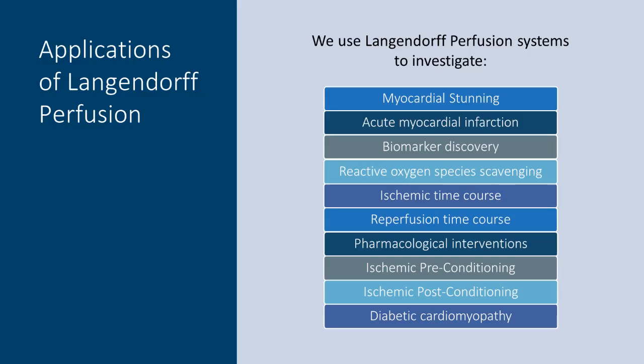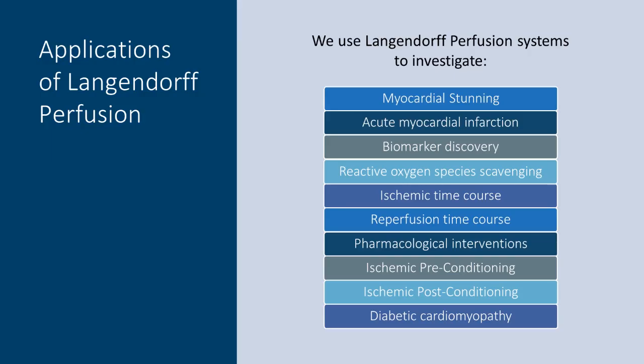We've done some biomarker discovery experiments, and I'll actually go through that one today. We've looked at the role of reactive oxygen species by using a scavenger for ROS, in particular MPG, and we've applied that to our Langendorff system. We've looked at how the cell changes. We've looked at an ischemic time course with our Langendorff system.